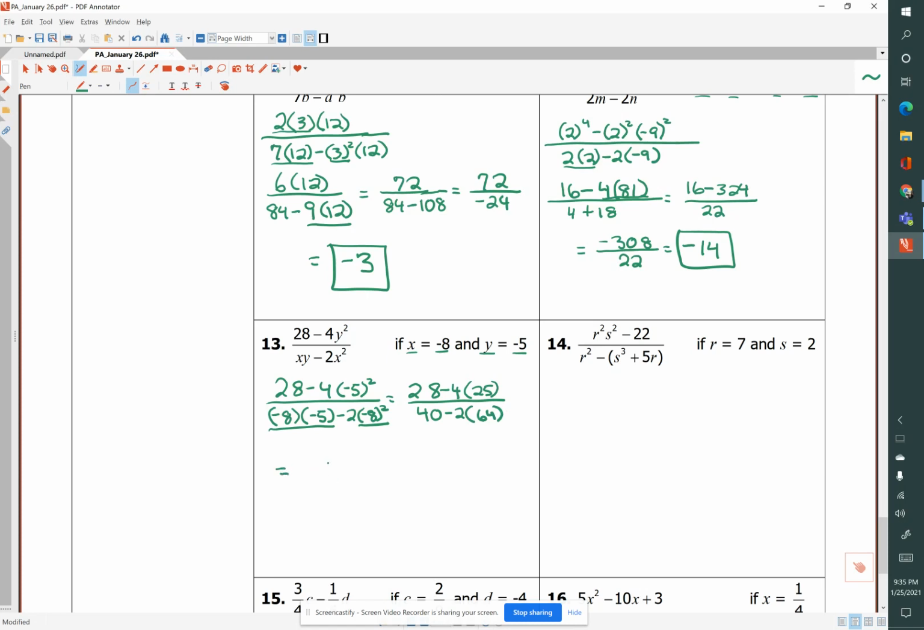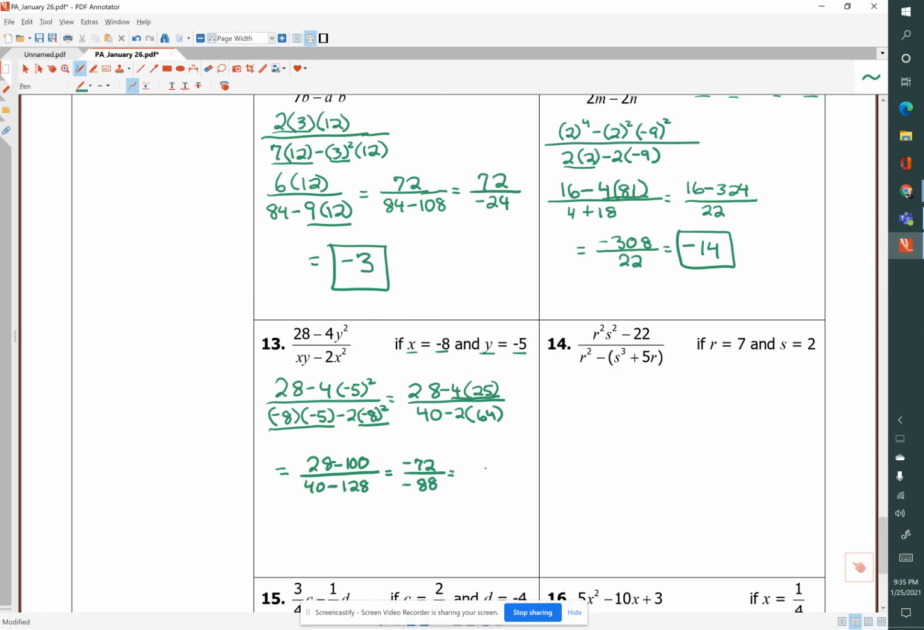Next, going back to the numerator, we have -4 times 25, so 28 minus 100. And in the denominator, 40 minus 2 times 64 is 128. 28 minus 100 is -72. 40 minus 128 is -88. Then here, a negative times a negative will equal a positive.